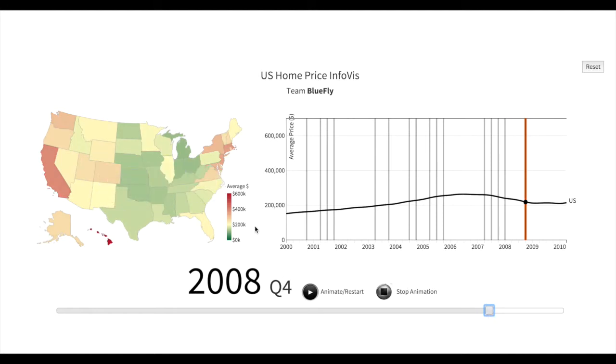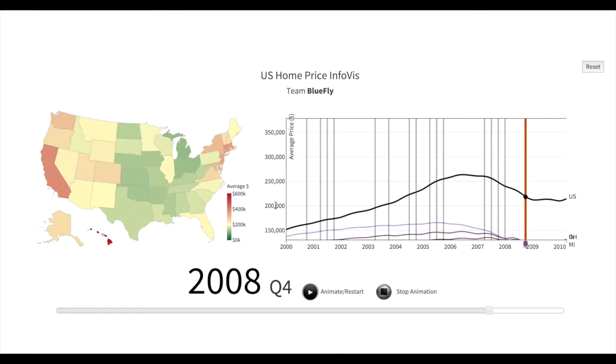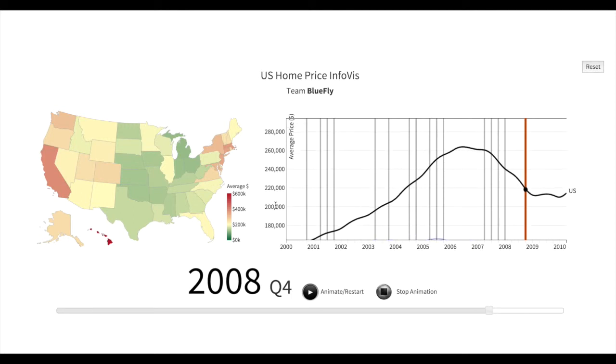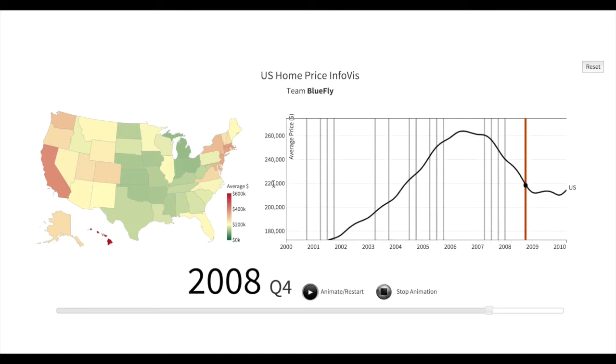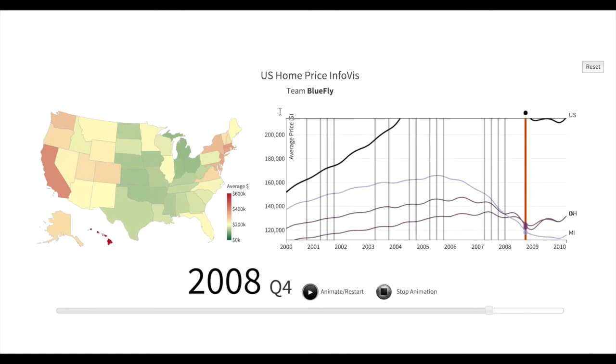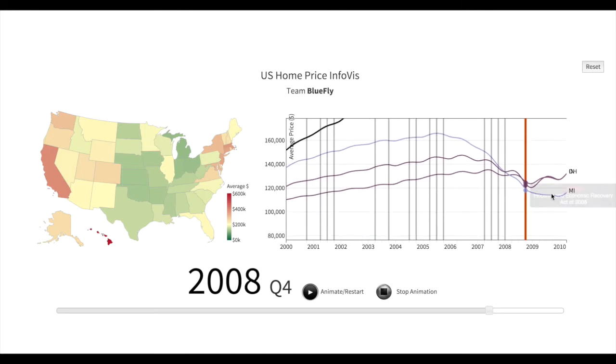So once we arrive there, we see that by looking at the heat map, there are really 3 states that compete for the cheapest. We'll go ahead and select them all, and because we can't really tell which one has the cheapest from the line graph, we can go ahead and zoom in to the point that we can't tell the difference really well. So from this graph, we can see that obviously Michigan has the cheapest home prices near the end of the year 2008.